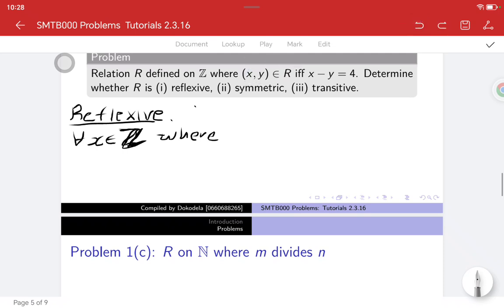So what we're going to do here is start here and check if x is related to itself. In other words, when I prove here, I should get that the left hand side is equal to the right hand side. So I'm going to say x minus, I replace y by x. This is equal to 4. But when we check here, x minus x is going to be 0, right? And this is equal to 4.